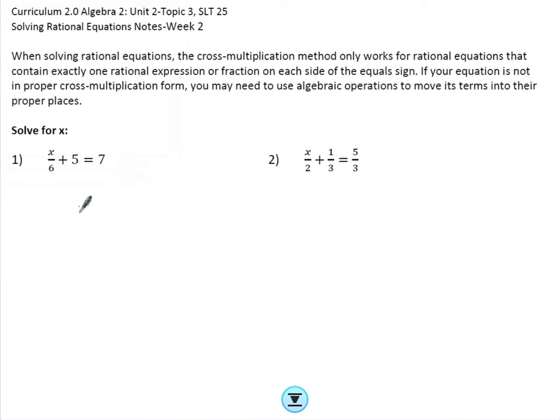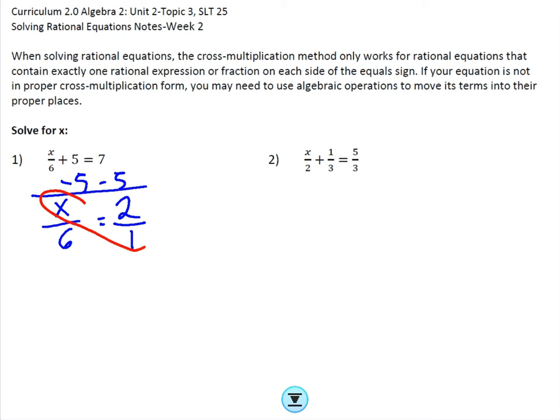So if you take a look at number 1, you have x divided by 6 plus 5 equals 7. This is not in proper form for cross multiplication because we do not have one fraction on one side and one fraction on the other side. So what I'm going to do is take this 5 here, subtract the 5 from each side, and so I get x divided by 6 equals 7 minus 5, which is 2. And then I want these to both be fractions. 2 is the same thing as 2 over 1. And so now I have what I need. I have a setup that I can do cross multiplication.